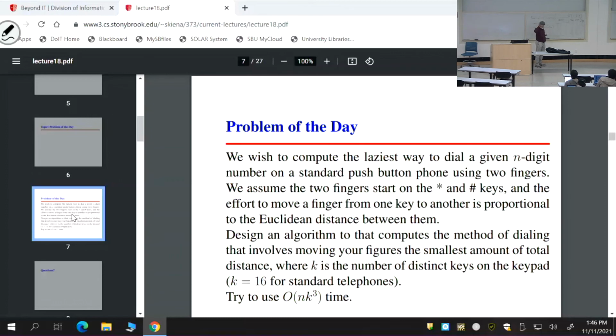The total cost. This is going to be equal to the cheapest cost to type message 1. This is my string. Let me call my string M for message right now. Message 1 through message I, where my fingers end up.